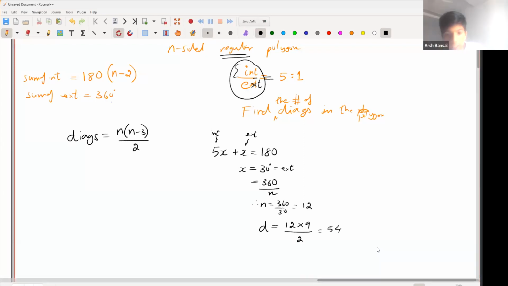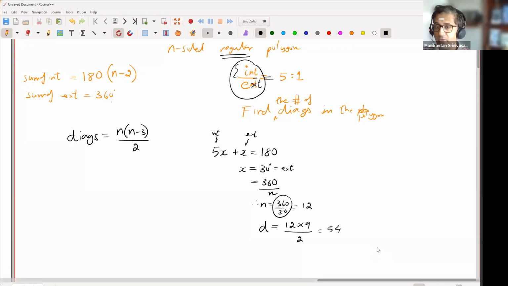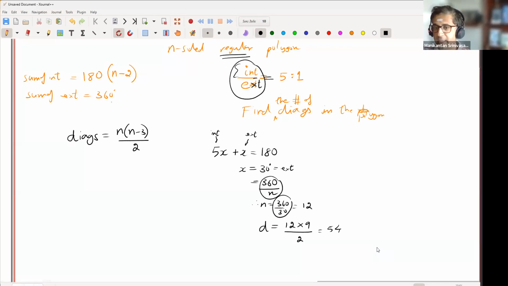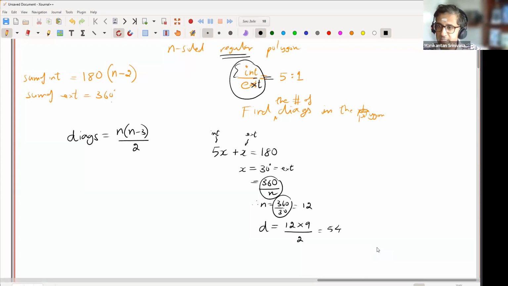I didn't get why she divided 360 by 30. Oh, because the number of sides, 360 by n gives each exterior angle, right? So in this case, we know the exterior angle, therefore we are finding the number of sides. It's the reverse.